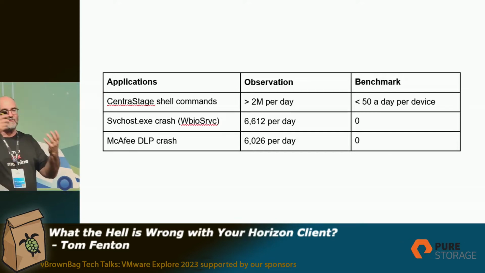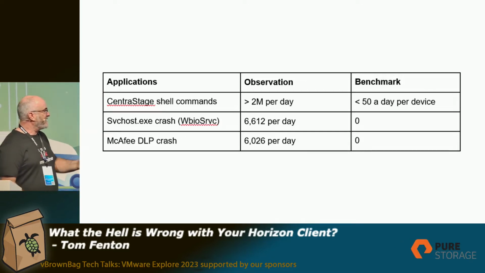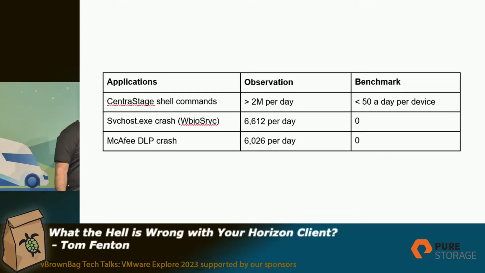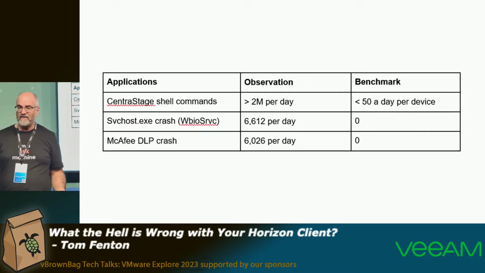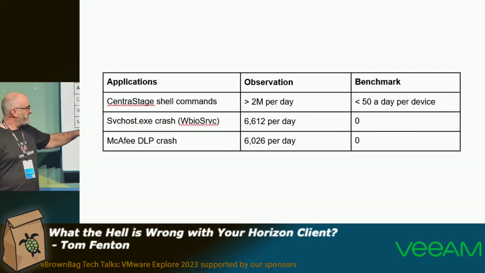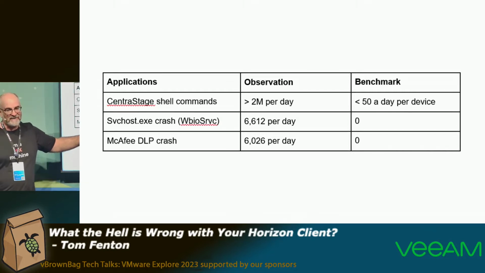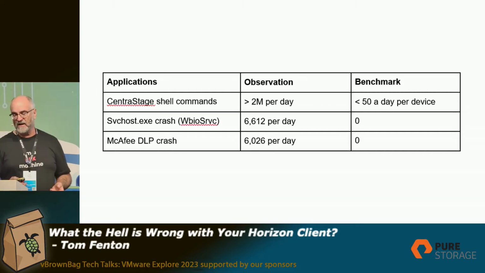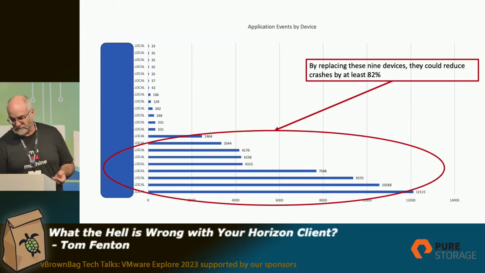They didn't have any tools to monitor it, to collect it. And then we had another one, the service host, that was running some kind of WBIOS service. That was also just 6,000 crashes a day. That's 2/3 of their devices having that. And McAfee DLP crashes, everyone's favorite, right? McAfee was crashing too. They didn't have that insight. They didn't know where to go and investigate it.